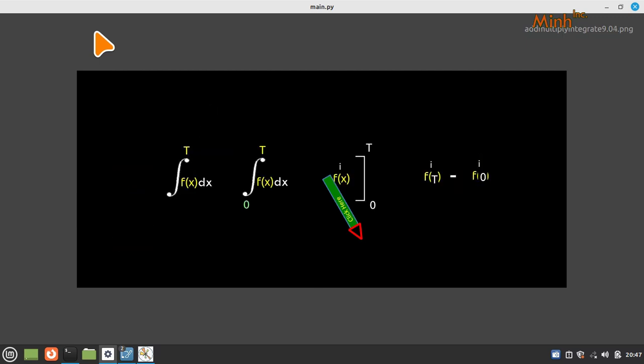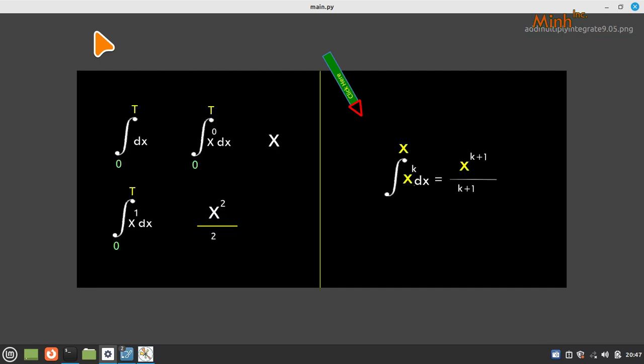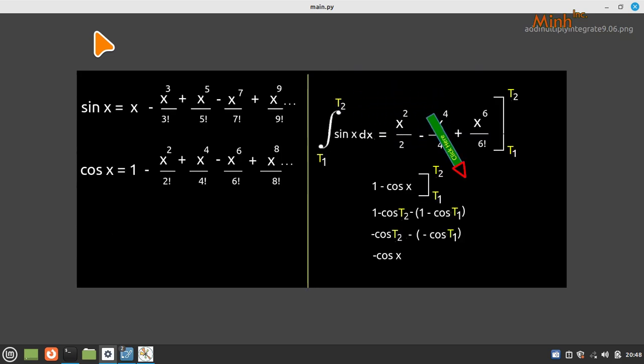Okay, so we saw how integration formulas are built. They are built upon smaller things, and we saw how x to the power k becomes x to the power k plus 1 by k plus 1 in the integration. And then we found the integration of sin x, and it leads to minus cos x. So this is the way bigger things sit upon smaller things.